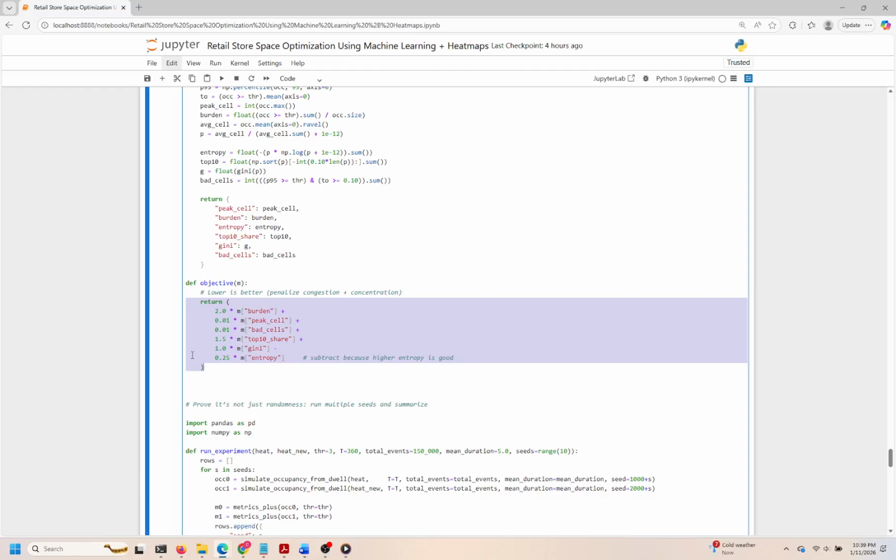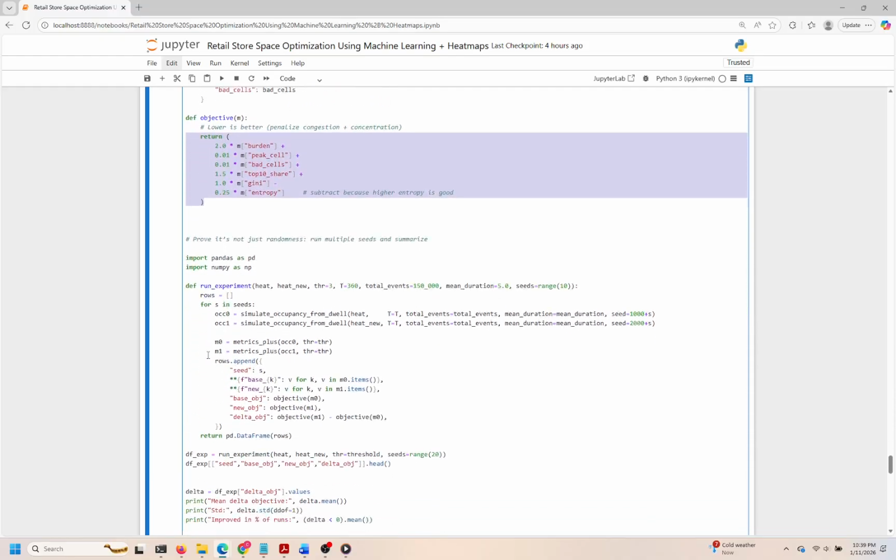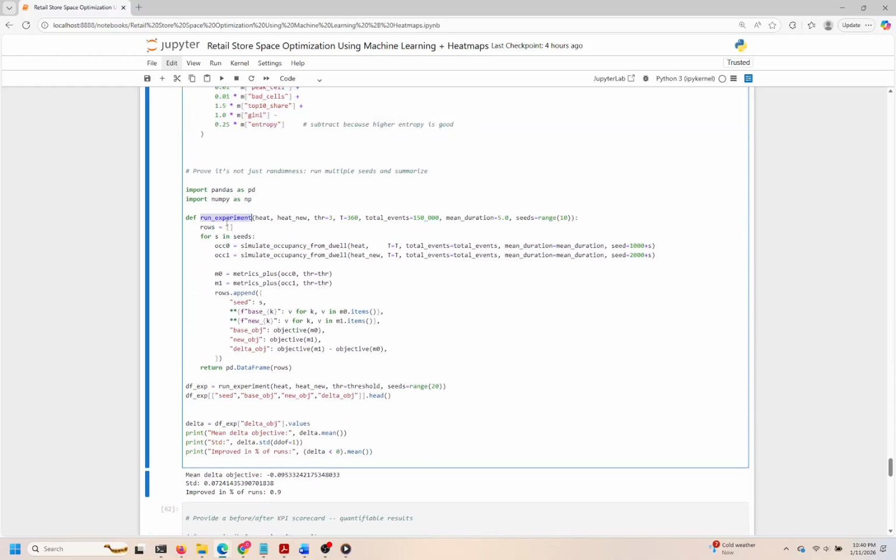The run experiment function serves as a critical experimental framework, allowing us to test our layout optimizations across different random seeds. It simulates occupancy in both the original and proposed layouts, calculates the metrics for both setups, and ultimately returns the results in a structured format. This framework is vital for demonstrating that observed improvements are not simply random occurrences, but rather the result of systematic analysis. Finally, we summarize the differences between the two layouts by calculating the mean and standard deviation of the changes in objective scores, providing a clearer picture of efficacy.